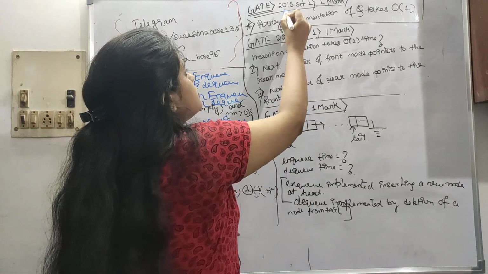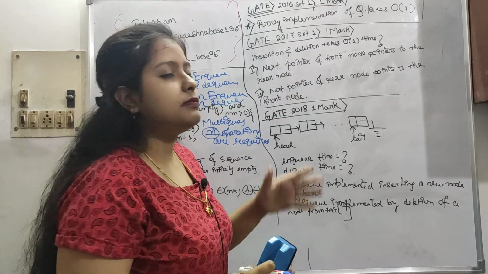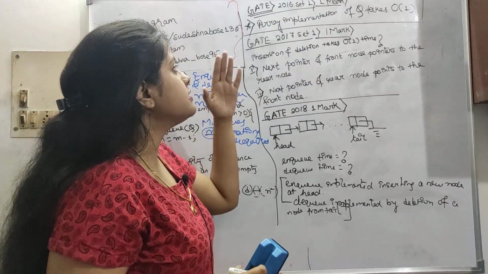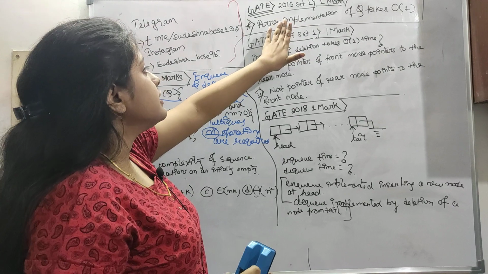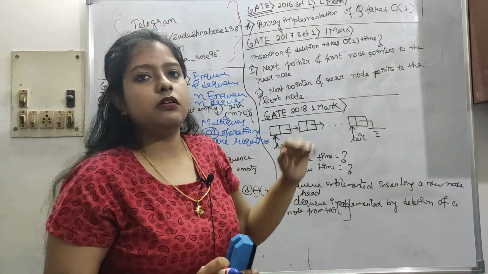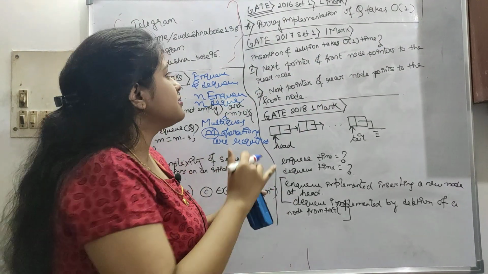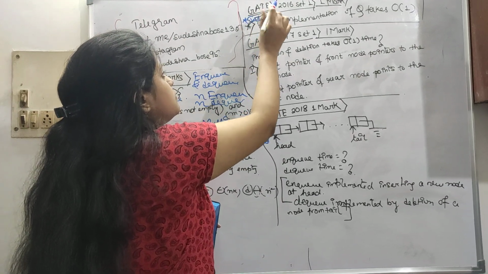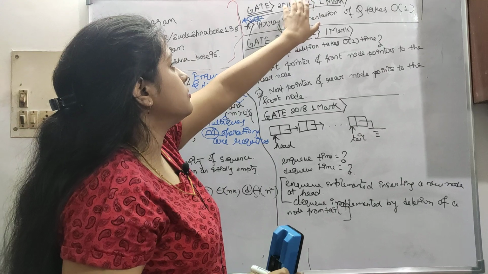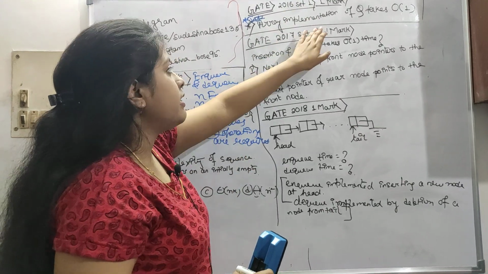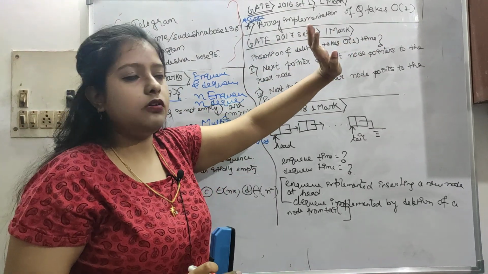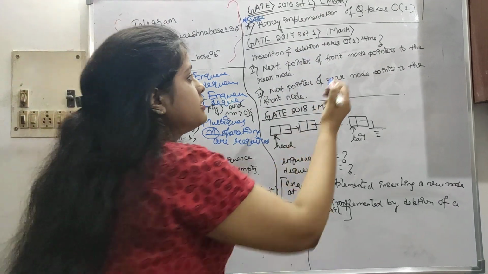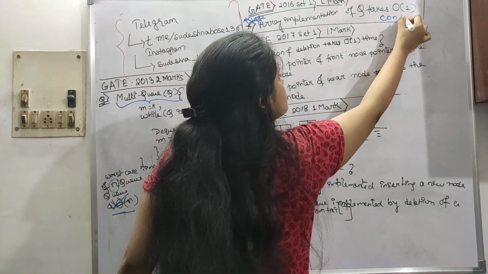Now the next question is the 2016 set 1 mark question. It was a big question, I haven't written it down, so please check that question. The thing is that array implementation of Q takes order of 1 time. Just remember this statement. This is important because the question was huge, I didn't write it, just go and check the question. So array implementation of Q always takes order of 1, which means constant time.